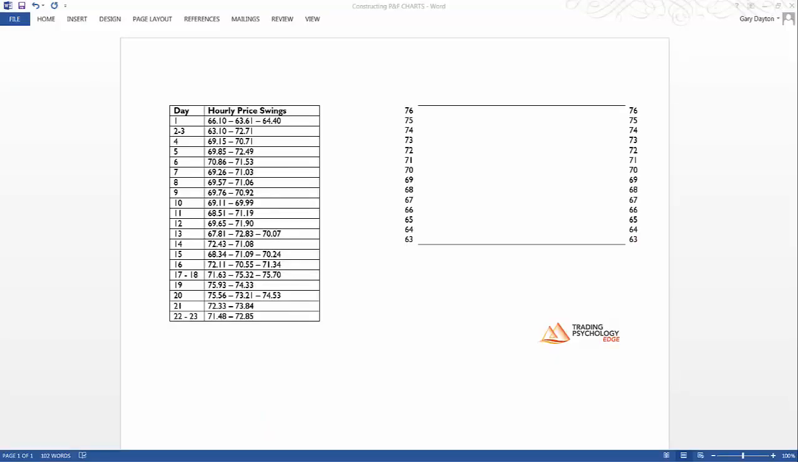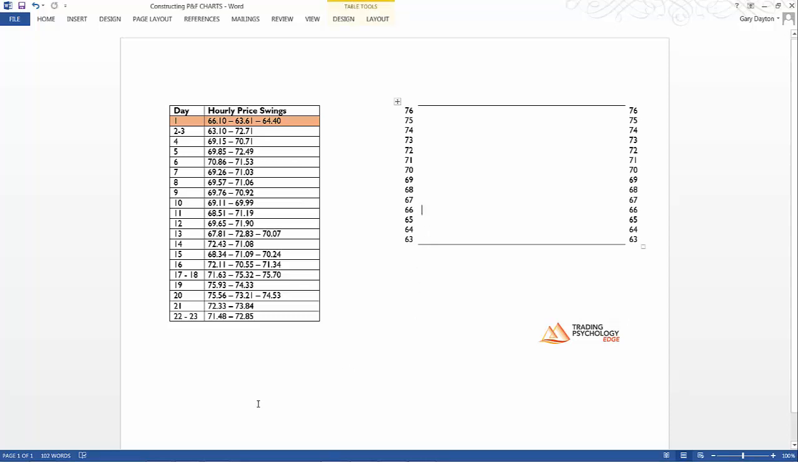You can see that on the left-hand side, I have transferred the hourly price swings from the 60-minute chart shown above onto this chart. And then on the right-hand side, we have space to create our point and figure chart. So let's begin. Our first set of data shows hourly price swings from 66.10 down to 63.61 and then back on up to 64.60. So we're just going to start in as if there's nothing else on the chart, which there isn't.